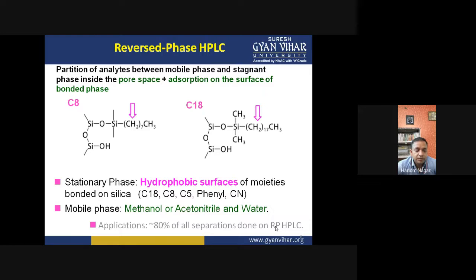It is not destroyed by the acidic or basic medium or the nature of the analyte compounds, because this is a stable hydrocarbon species, right? And it is not affected by very high pH medium.